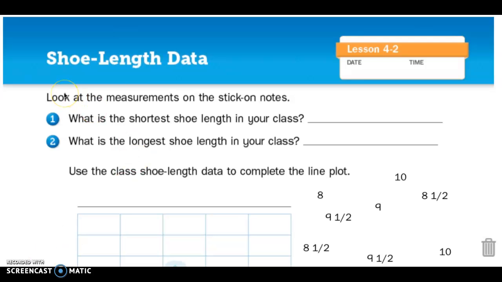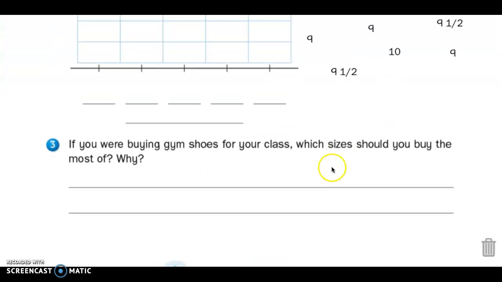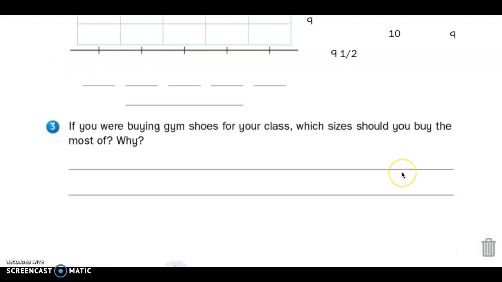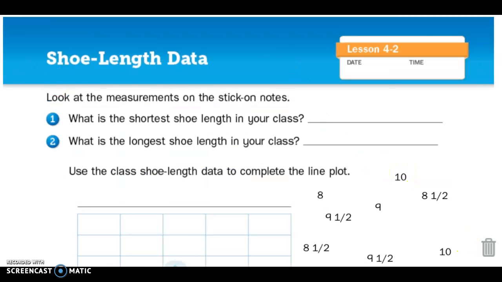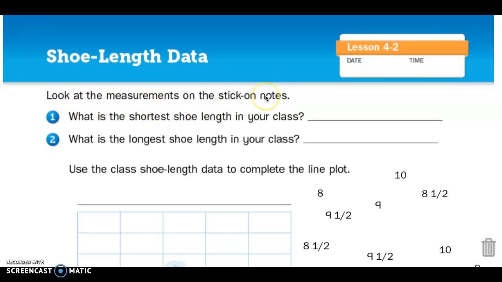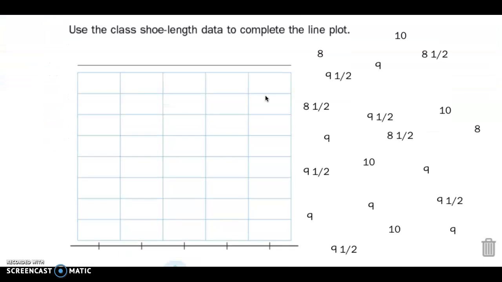All right, people, this is math message 4-2. If you saw directions, we are on page 103 in our journal pages. Awesome. It says shoe length data. Look at the measurements on the stick-on notes. So pretend as a class we measured the length of our shoe using a ruler to the nearest ½ inch.